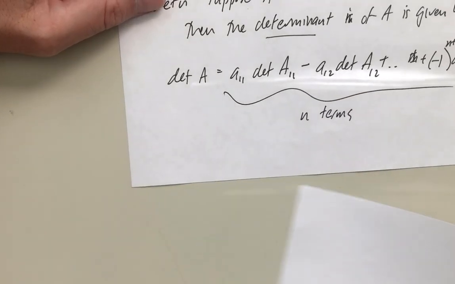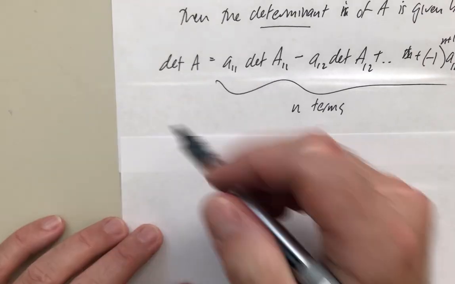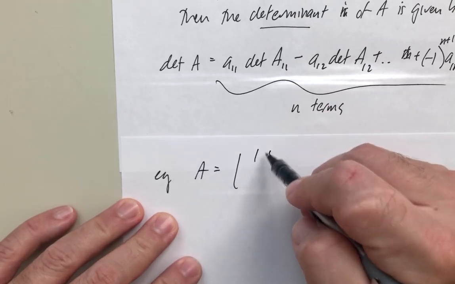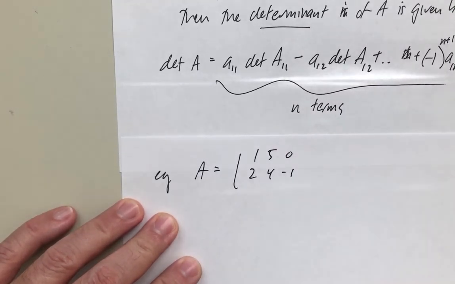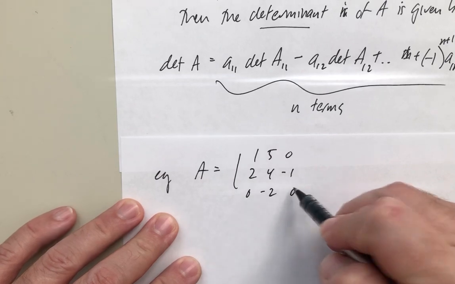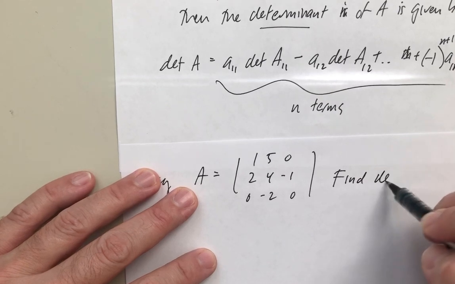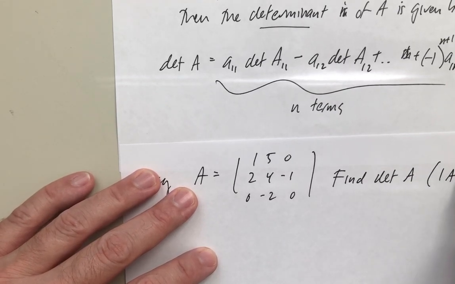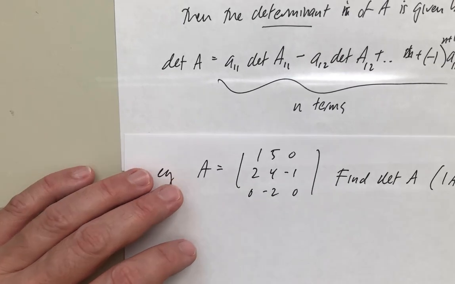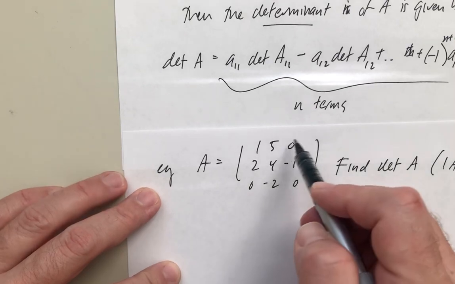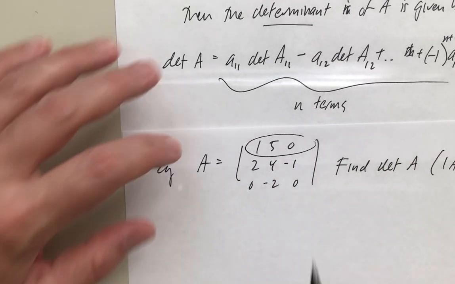I think that's how you make sense of this. So let me try to put that here, and we'll do an example. So let's take A to be, I don't know, 1, 5, 0, 2, 4, minus 1, and 0, minus 2, 0. Okay? And let's find the determinant. Some people write absolute value of A as the determinant, so just to keep that in mind. Okay, so what I do is go along that first row. So here's the first row that I'm expanding upon.